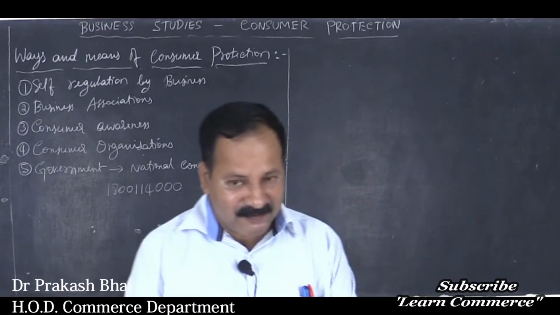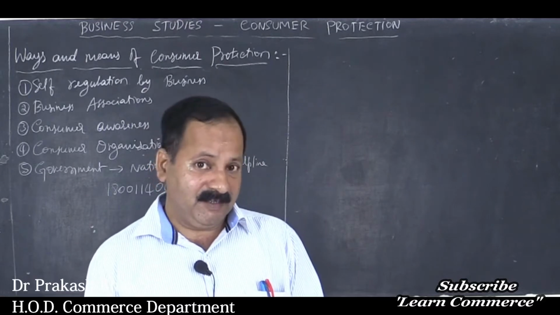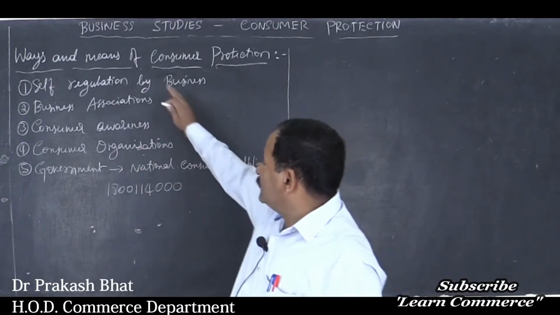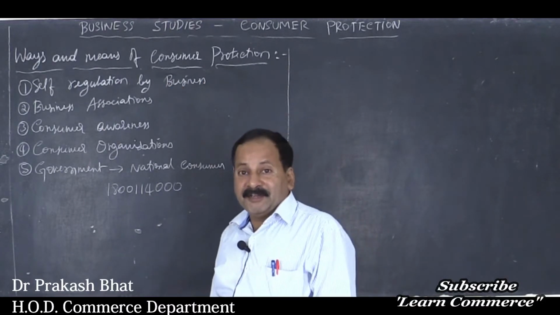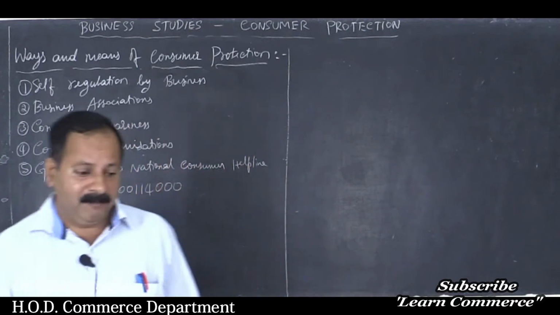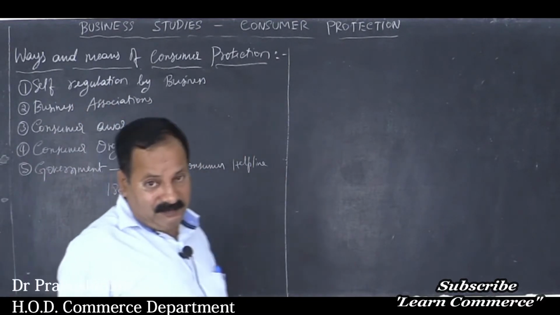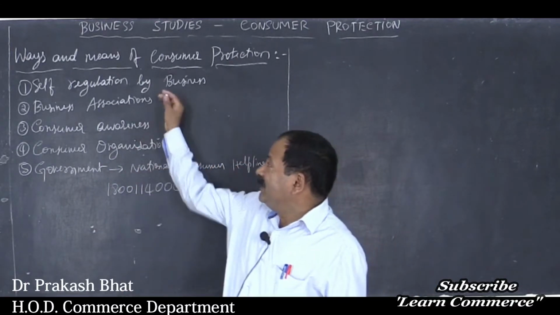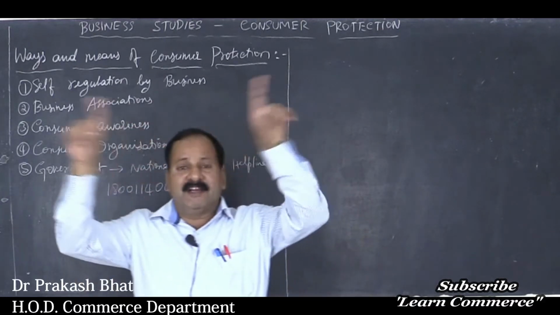Students, in the previous class we have studied about the various responsibilities of the consumers, correct? Now in today's class let us analyze the ways and means of consumer protection, how the consumer can be protected through different means. First one is self-regulation by business. That is, business organizations or business associations or traders, they themselves have to form their own rules and regulations.